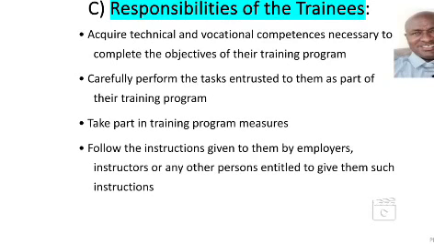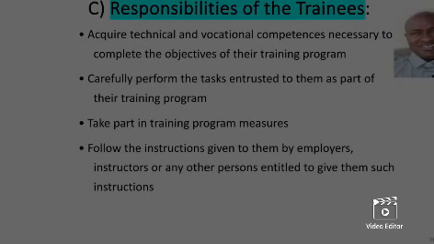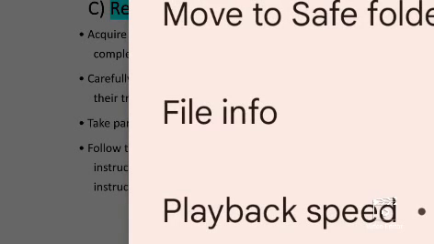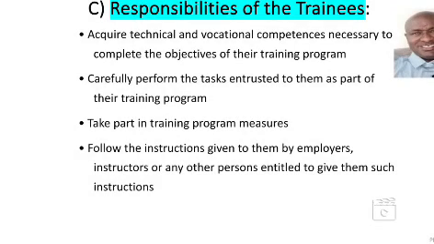Training program measures means the trainees should also participate in evaluating or assessing the training program, along with the teachers, along with the industry workers, and also along with the parents. So they are members in evaluating, assessing, or measuring the program of cooperative training. The trainees also should follow instructions given to them by employers, instructors, or any other persons entitled to give them such instruction. They have to follow instructions.